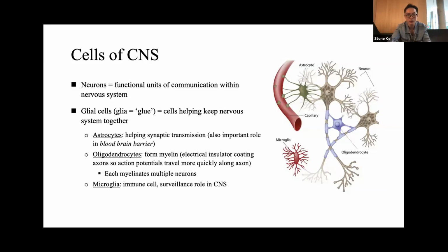You've got astrocytes. They help synaptic transmission somehow. I don't think they taught us that. Oligodendrocytes form myelin, that fatty coating, which helps us.